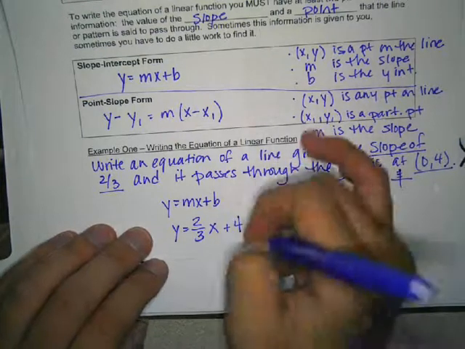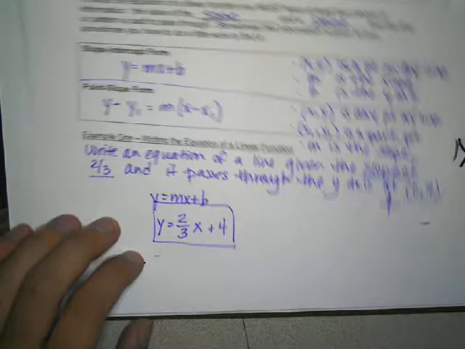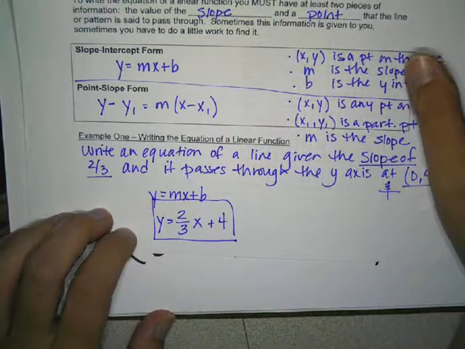And you're done. Okay? So if they give you the slope and they give you the y-intercept, then just use the slope-intercept form. And it's pretty straightforward.